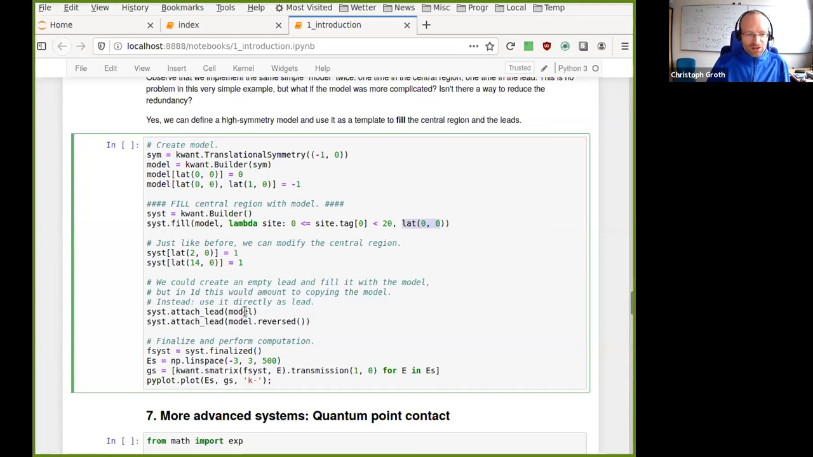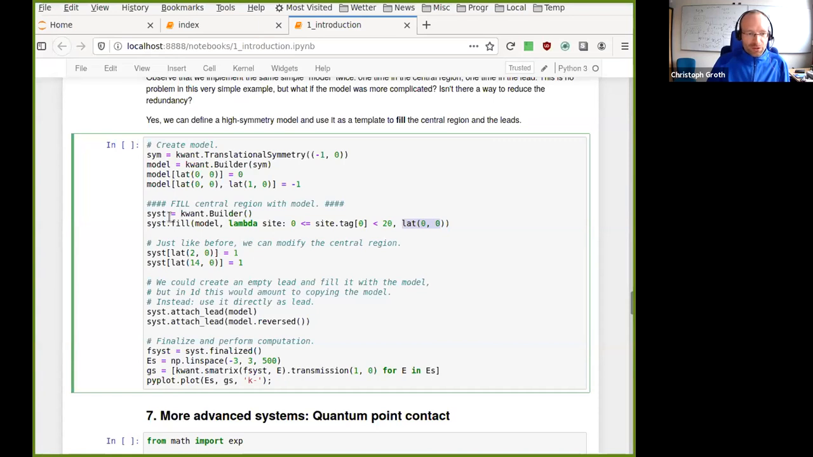And then I could also fill the lead with this model. However, in this case, it's actually pointless to do so because a lead is a builder with a translational symmetry, but the model is already also a builder with a translational symmetry. So in the 1D case, it's a particular situation where I can use the model directly as lead. We will have later, just next, an example in 2D where this is no longer the case.